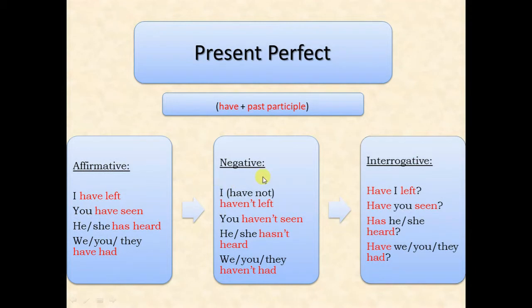Negative. Now you can see the negative form, the long form and short form. I have not left or I haven't left. You haven't seen, she hasn't heard, they haven't had. Interrogative. Have I left? Have you seen? Has he heard? And have you had?